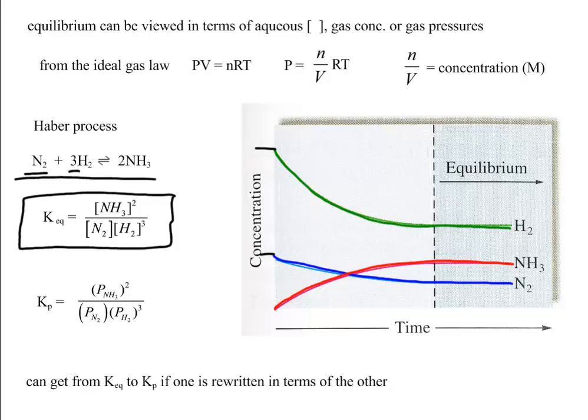If we wanted to write an equilibrium expression in terms of pressures, it would look pretty much the same thing, except instead of concentration, we would use the pressure. So the pressure of ammonia squared divided by the product of the pressure of nitrogen times the pressure of hydrogen cubed is going to be our equilibrium expression in terms of pressure for this particular reaction. Now, we can get from one equilibrium expression to the other if we rewrite it a bit and we take the ideal gas equation into consideration.